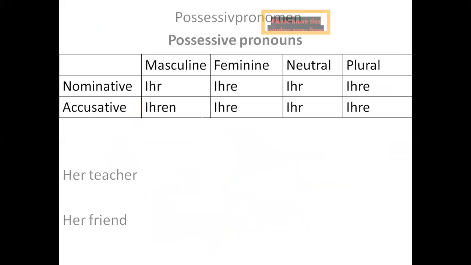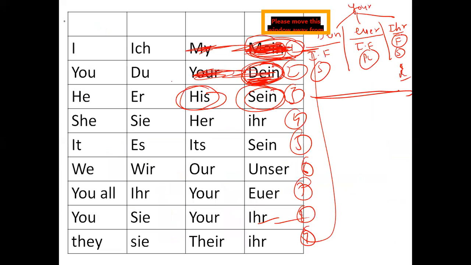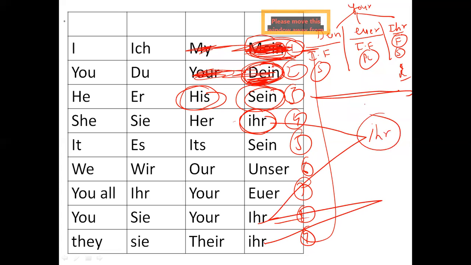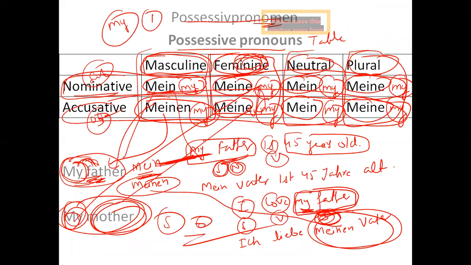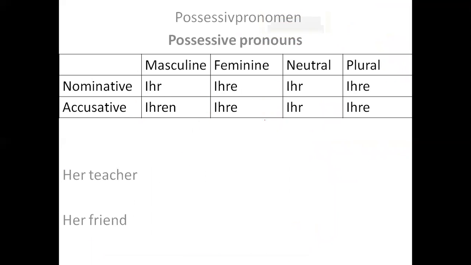Okay, next table for you is ihr. Now see, as I told you, there are nine tables for you. One ihr is here, sein. Second ihr is here, and third ihr is here, right? I told you in the beginning, three ihr's are there. So for all the ihr, the table will remain the same.